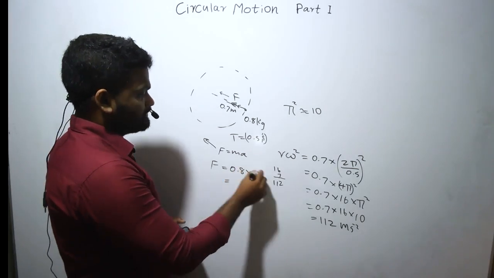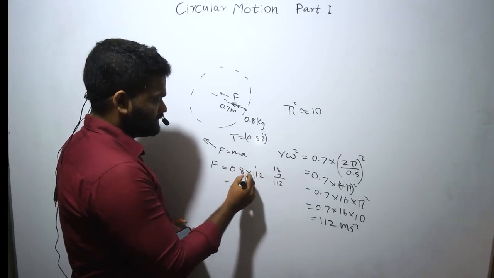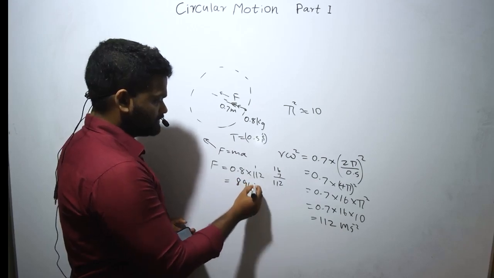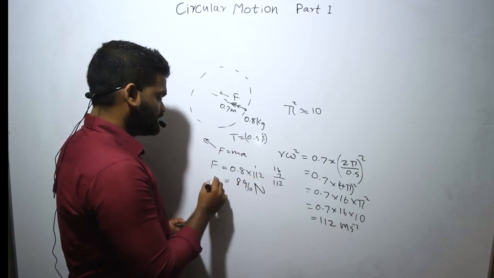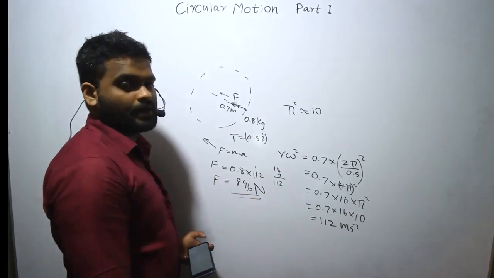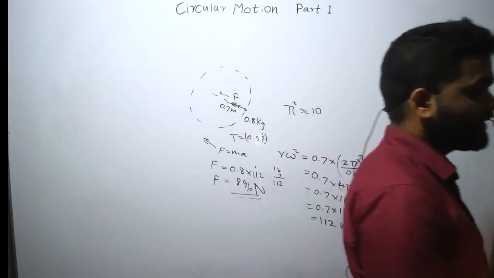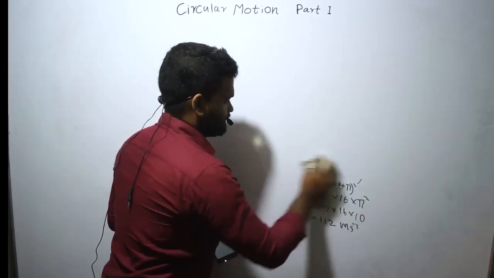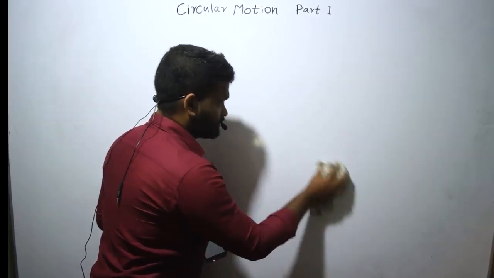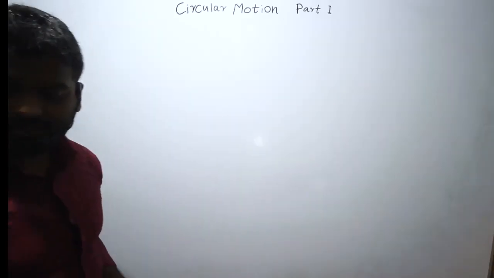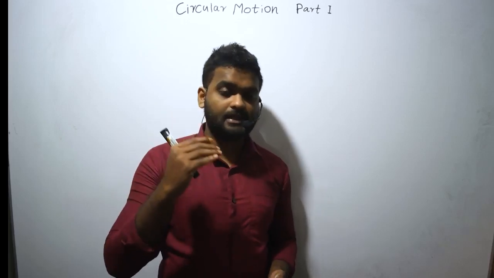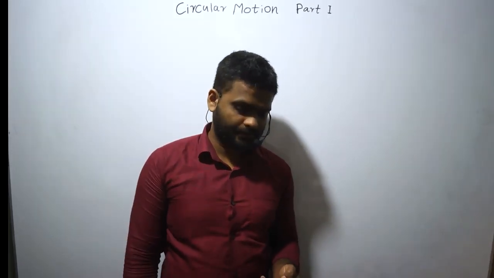Then just multiply this by 0.8. So 16, 9, 8. You have one decimal. So it is 89.6. This is the required centripetal force. So this test is not that difficult, right? But the main focus of this test is to clearly understand the fundamental concepts behind circular motion, right?